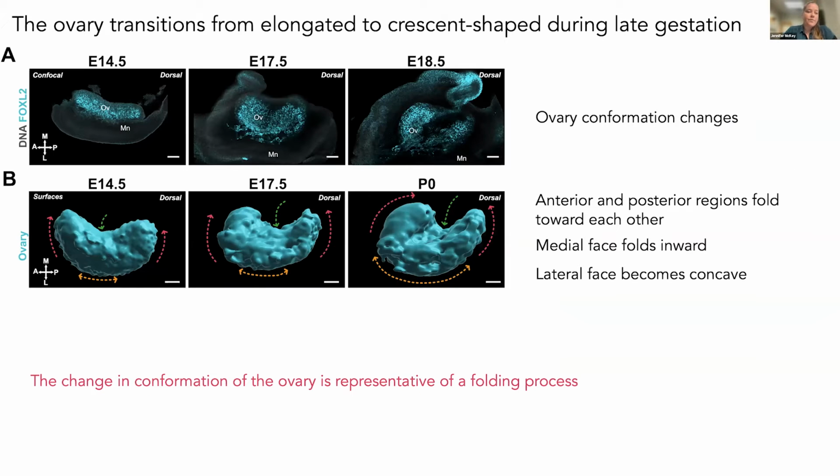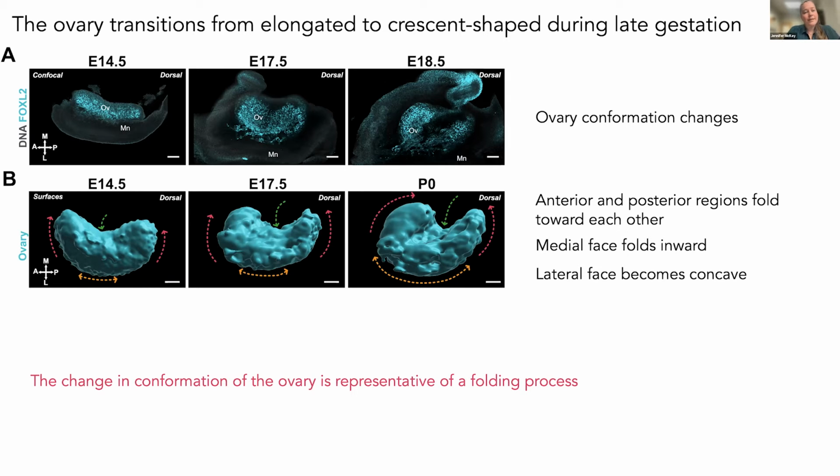And so the first hallmark of ovary morphogenesis, and probably the most obvious one, is that the ovary transitions from an elongated to a crescent-shaped domain during late gestation. This is illustrated here with both traditional confocal microscopy images and also the 3D models based on our light sheet images. And what we found is that the anterior and posterior poles of the ovary rise towards the medial axis of the ovary. This is associated with an inflection of the medial part of the ovary that leads to an increase in the concavity of the lateral face. And these changes are suggestive of a folding mechanism.